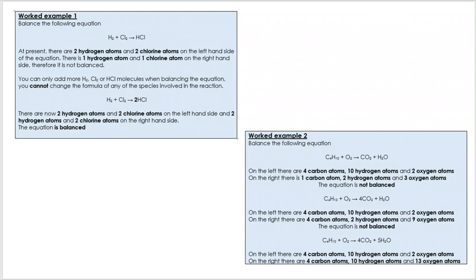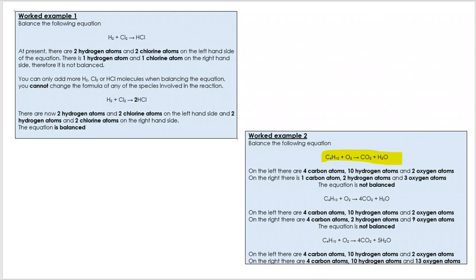And we've got here butane, C4H10. And we are combusting it with oxygen. So we can see in the first example that it is not balanced. I've got 4 carbons on the left, 1 on the right, 10 hydrogens on the left, 2 on the right, 2 oxygens on the left, and 3 on the right. So let's have a look at how we can balance it.